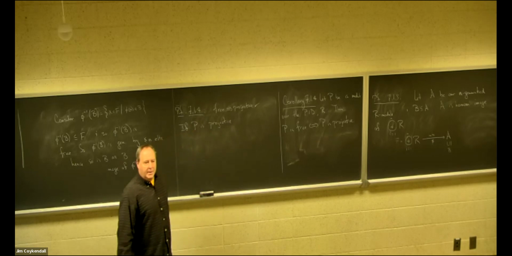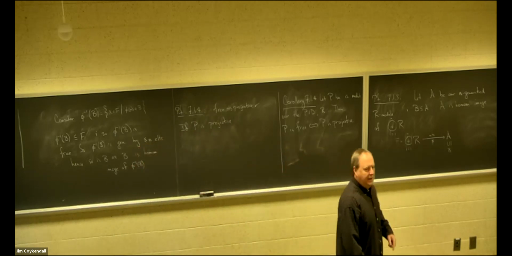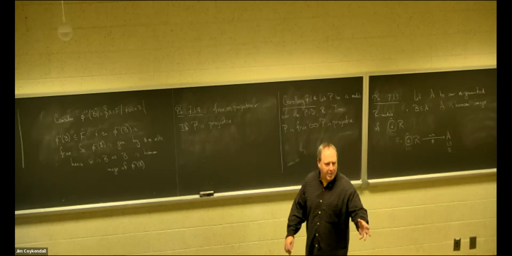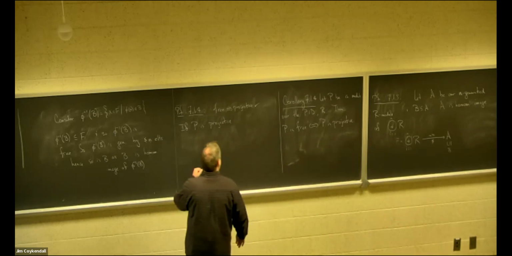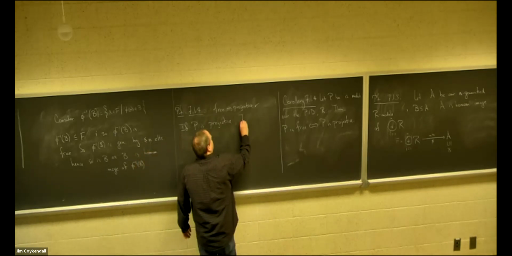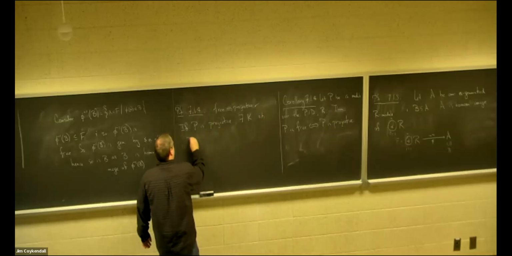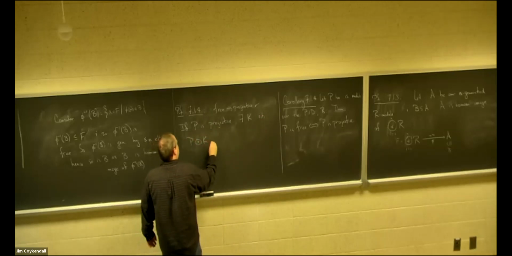Well, what does it mean for P to be projective? It's a direct summand of a free one. Yes, you've got your finger on the pulse of my favorite one. That's right. It's a direct summand of a free one. Then there exists K such that P direct sum K is free.